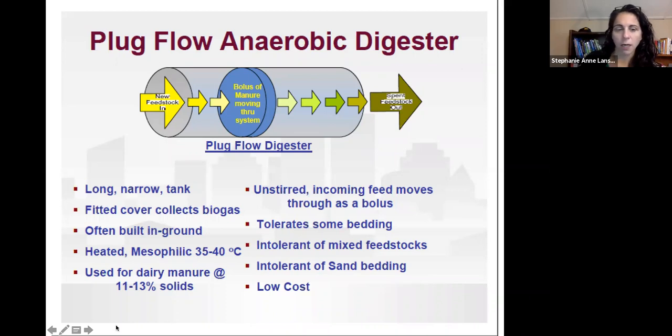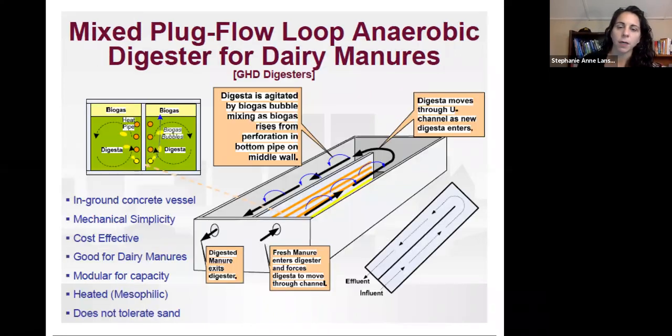It can tolerate some bedding, again, and you want it to not be too liquidy or you're gonna get solid separation. So you want it to move as kind of like a solid plug. You can have mixed plug flow systems. And so these basically will kind of be mixed coming through and then kind of do a U-shaped plug flow. And again, they're usually heated.